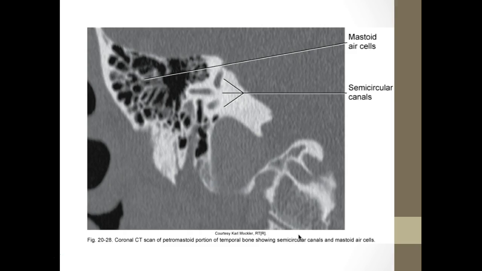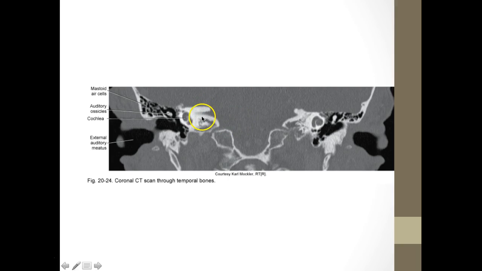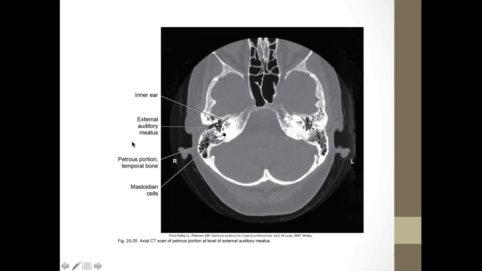Okay, here's a coronal CT of the inner ears. You can see the mastoid air cells with the mastoid tip, and I think that's the styloid process right there. And you can see your semicircular canals right there. It's pretty cool. Good shot of it. Here is another coronal. It's not magnified, but you can see your mastoid air cells with your auditory ossicles and your cochlea. You can see the cochlea right there. Pretty cool. And here's your EAM.